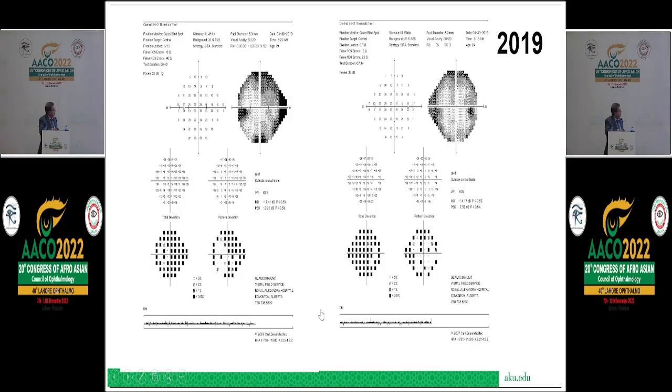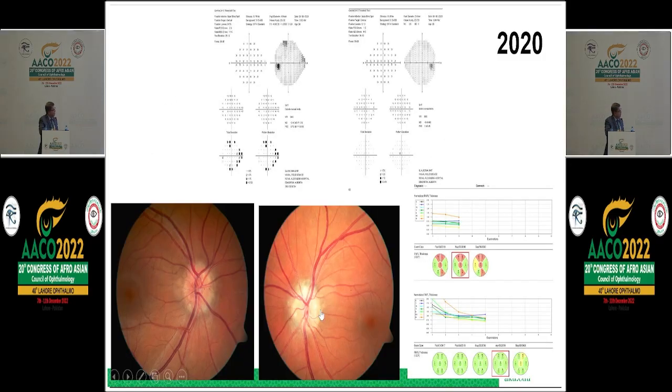So then we did continue to follow the patient in 2019. Again, you can see the fields are looking fairly depressed, not just the blind spot enlargement, but more. And in 2020, surprisingly, the fields are better. And this is the appearance of the nerves now. So this is the sequential plot of the average nerve fiber layer thickness in the right eye, and this is the left eye.